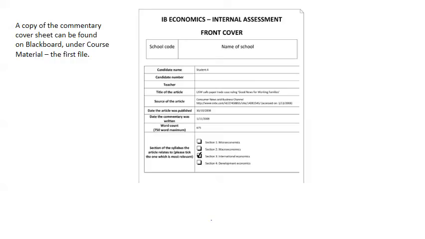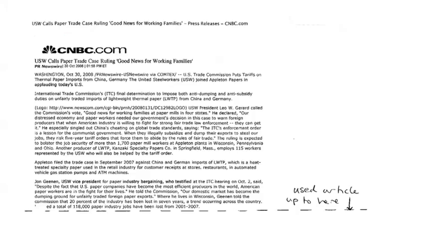So here is the front cover sheet. We have something very similar to this, and the copy that we use can be found on Blackboard under course material, and it's the first file. Here is the first part of the newspaper article that was used. You can see that it's not terribly long, but very meaty in terms of the economic concepts that the student was able to pull out and analyze.